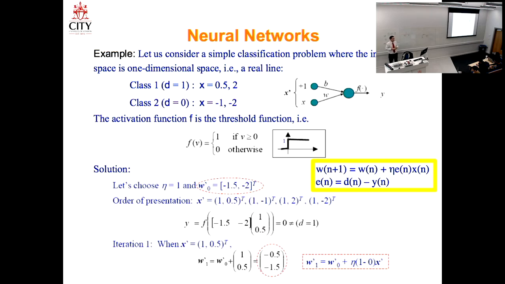Right? So let's start. I give you the initial W as -1.5 and -2, transposed. And the learning rate for simplicity is 1.